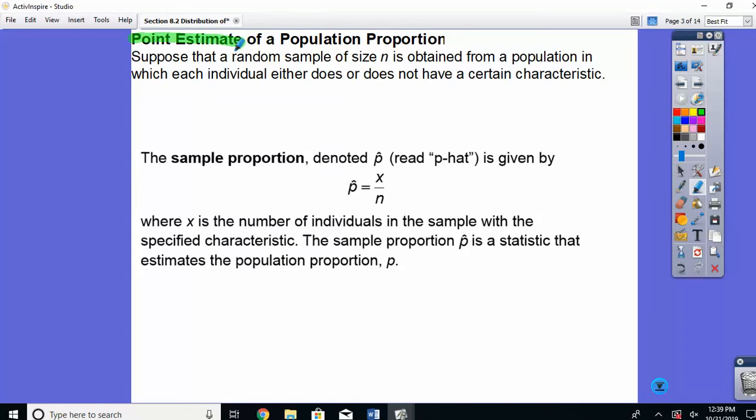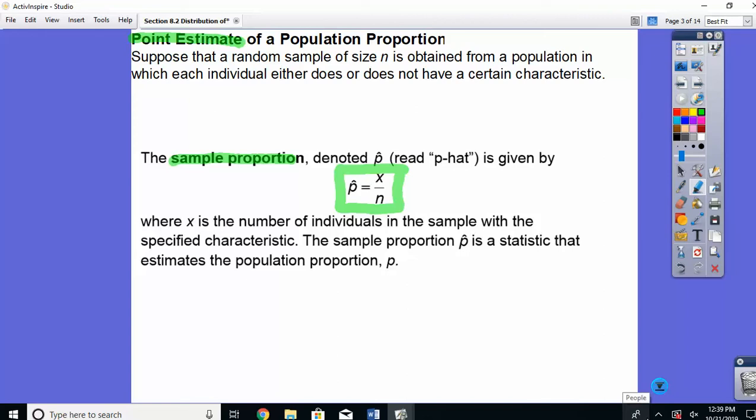If I have a random sample of size n from a population, and either the individual does or does not have a characteristic, so they favor this or they do not favor it, then the sample proportion, we call that p hat, and it's just exactly what you think. x over n. x is the number of individuals with the characteristic. n is the number in our sample. p hat estimates the true population proportion.